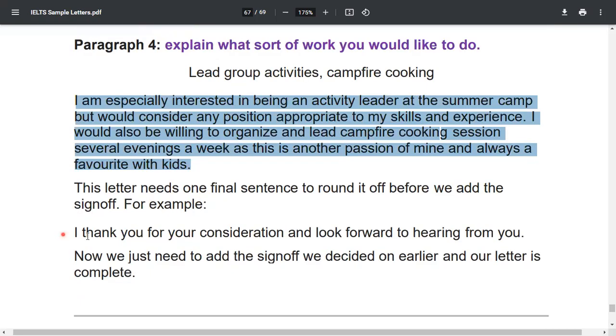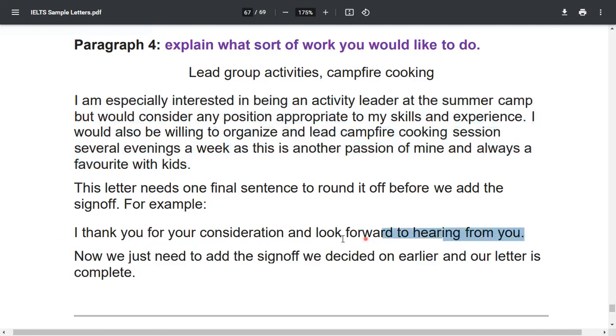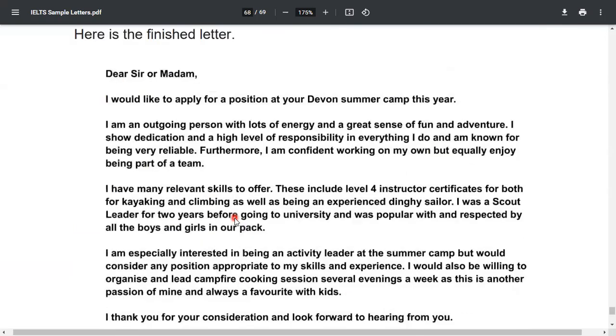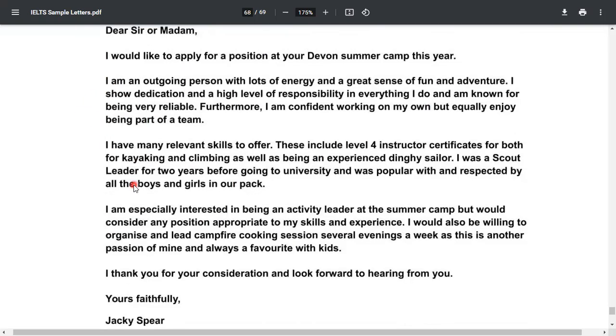Amazing. And now we can have an ending sentence. As you can see here, I thank you for your consideration and look forward to hearing from you. So let's see the full version of the letter. As you can see, dear sir or madam, we have the purpose sentence and three paragraphs answering every single bullet point.